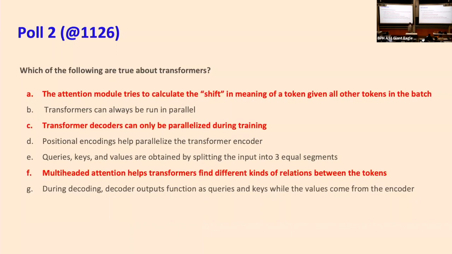The right answers are A, C, and F, which is: the attention module tries to calculate the shift in the meaning. The transformer decoders can only be parallelized during training, and multi-head attention helps transformers find different kinds of relations between the tokens.